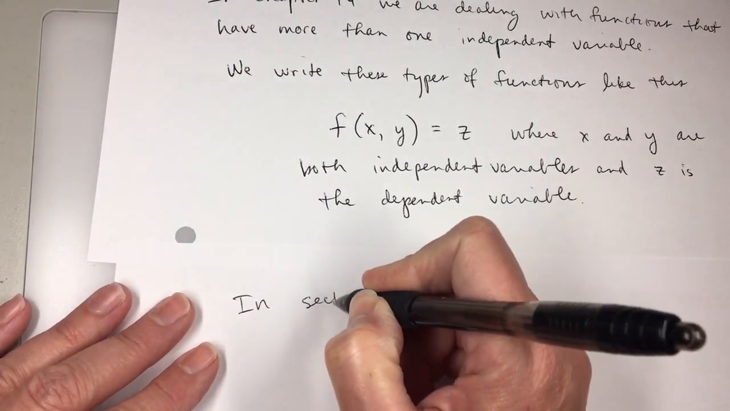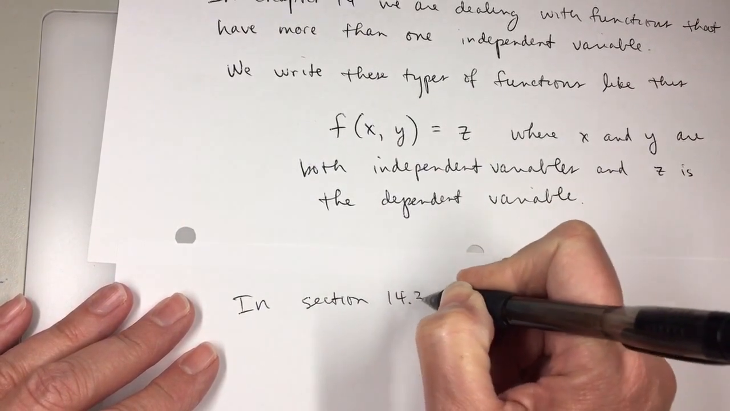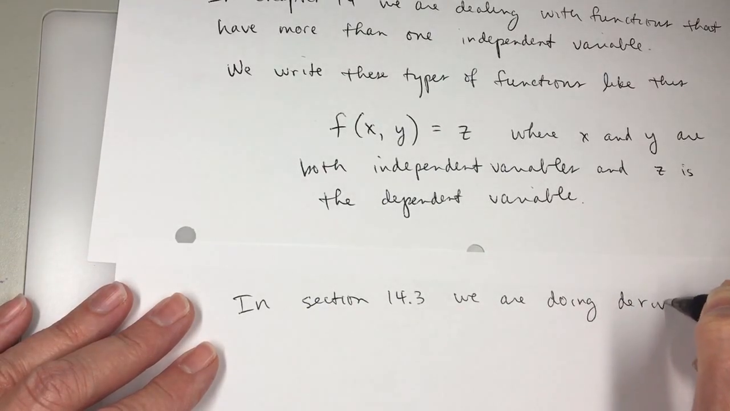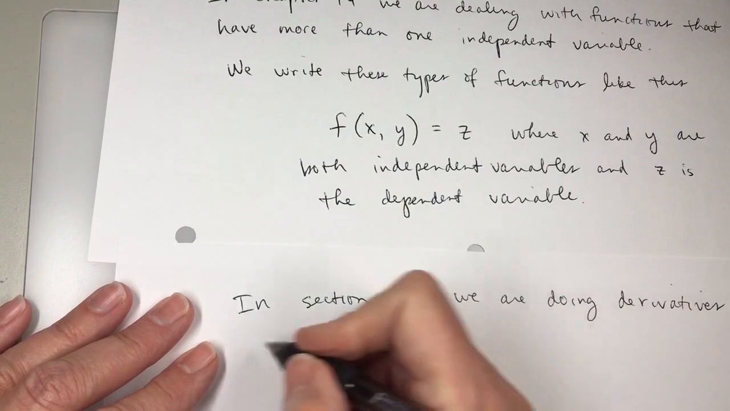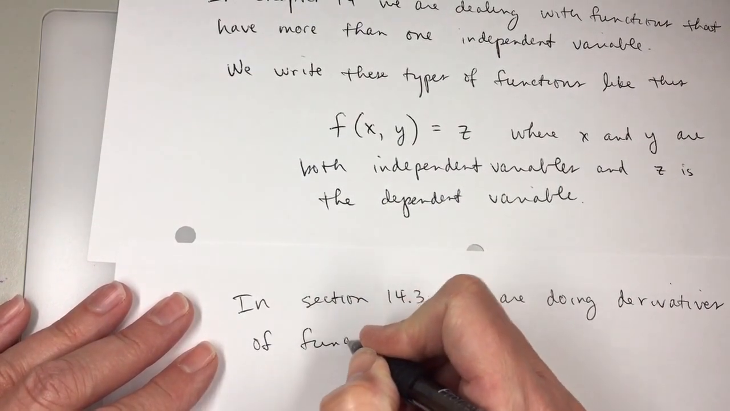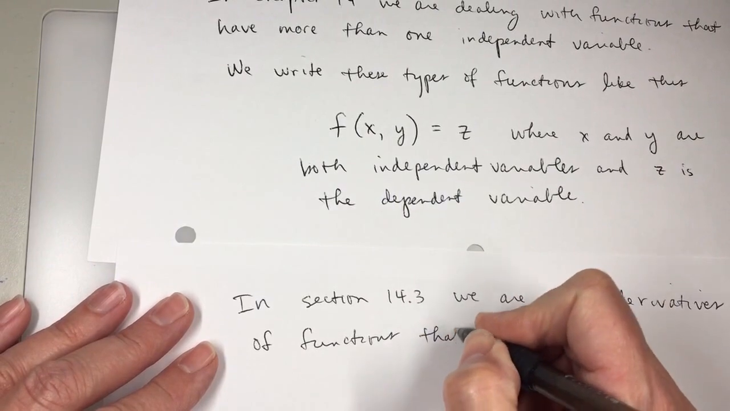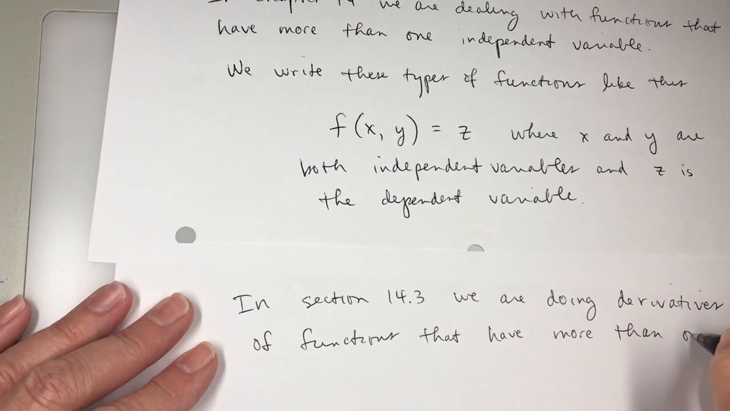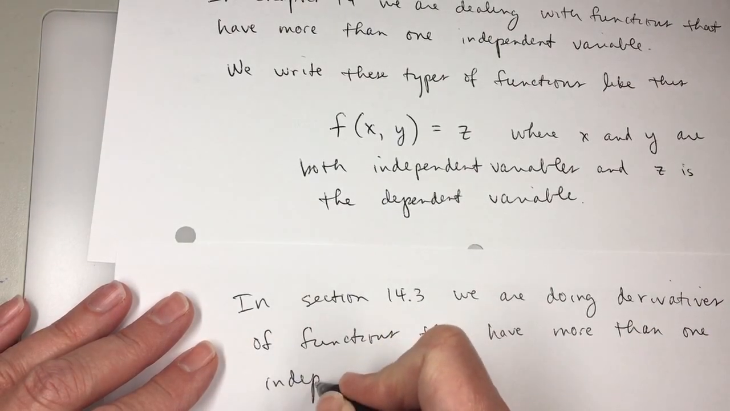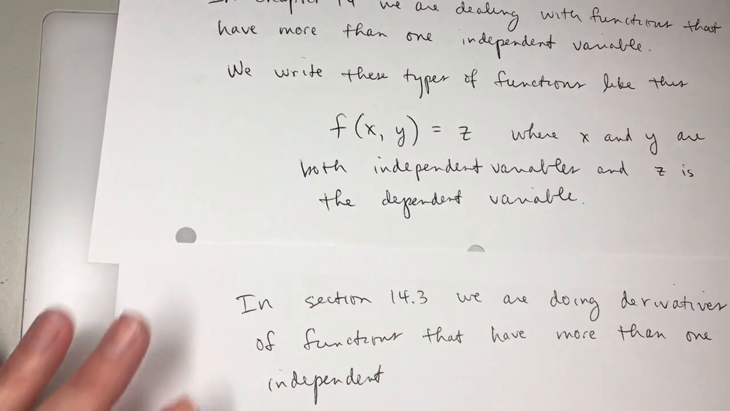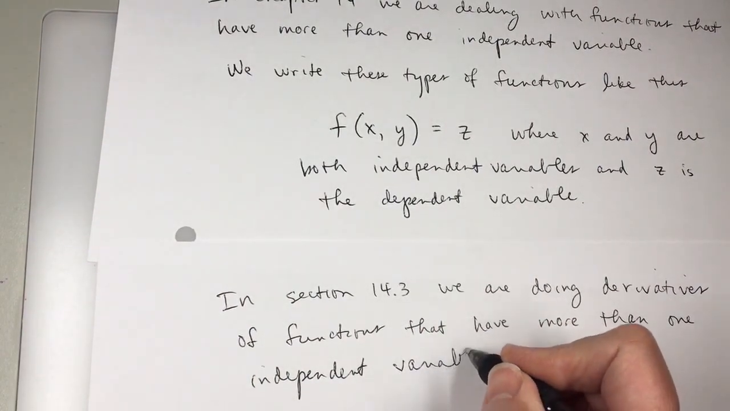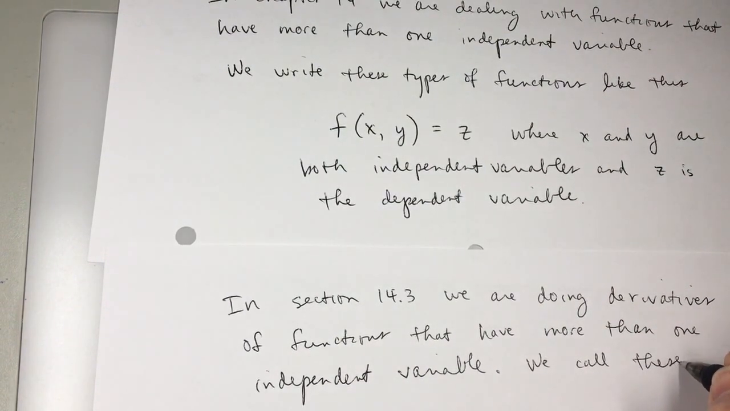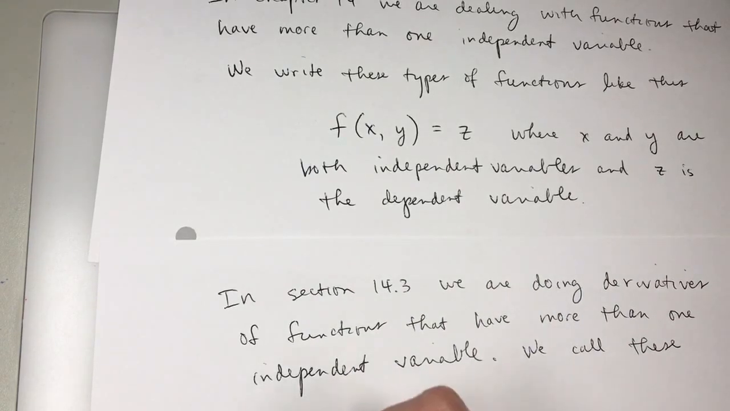So in section 14.3, we are doing derivatives of functions that have more than one independent variable, and we call these derivatives partial derivatives.